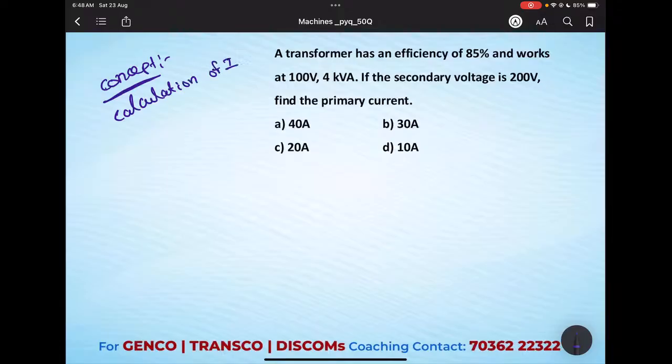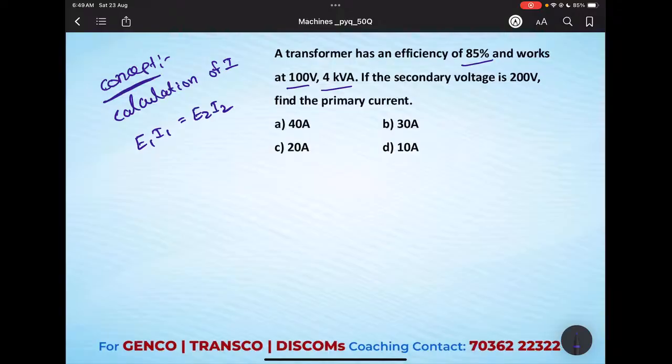In general, what we need to know is that the primary side kVA is equal to the secondary side kVA, that is, E1 I1 equals E2 I2. Sometimes they give unnecessary data. They told us the transformer has an efficiency of 85%, but that may not be useful for us. Why? Because they gave the kVA and voltage. If you know the kVA and either the voltage or the current, the other parameter can be calculated very easily.